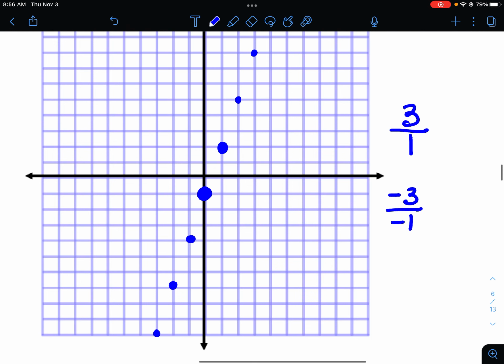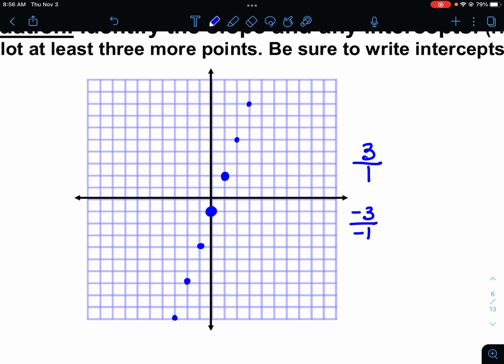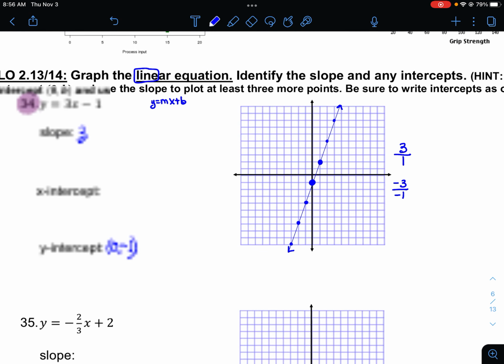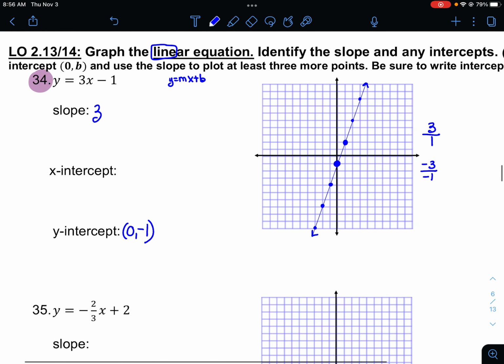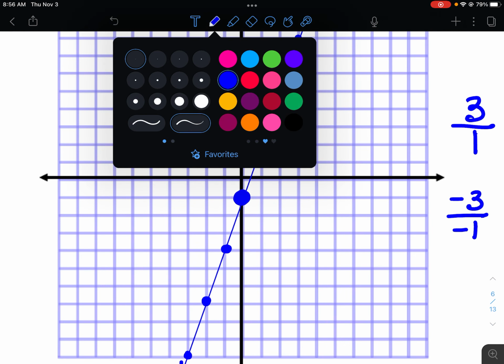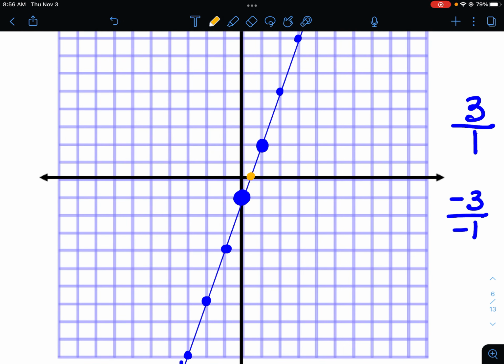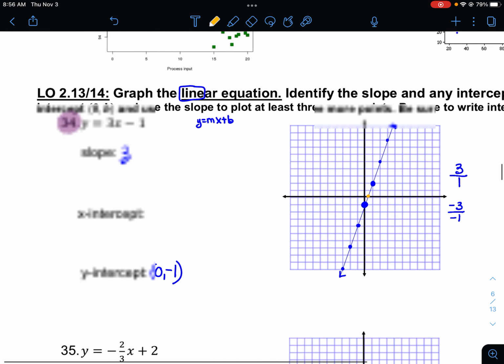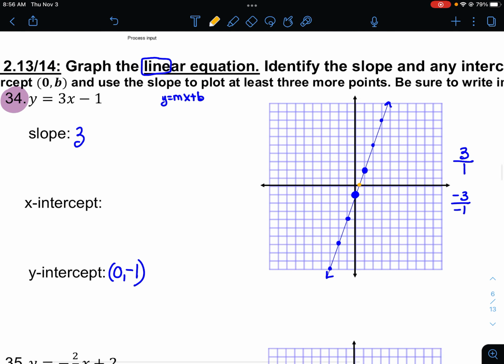So down 3, left 1. And look at that. There is our line, our linear equation. Connect your dots. Now, for some of them, you will be able to just look at the graph and find your x-intercept. For this one, it doesn't cross at one of my points. It's going to be a fraction or a decimal. So I'm going to need to figure this out algebraically.